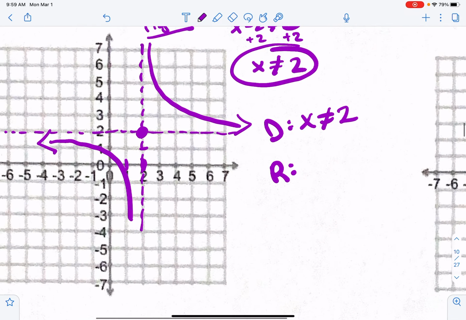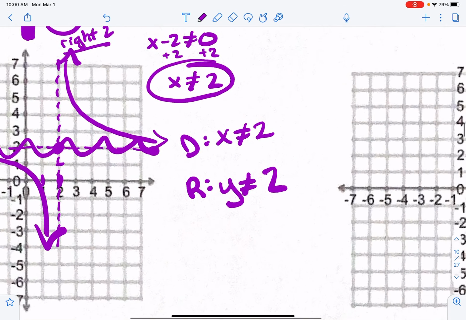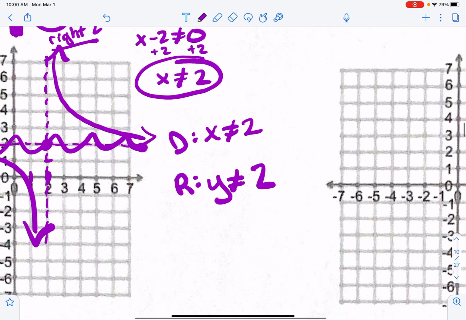So up, he'll go up forever. He'll go down forever, but he won't touch this line here in the middle, which is y is not equal to 2. So that's how the domain and range comes into play.